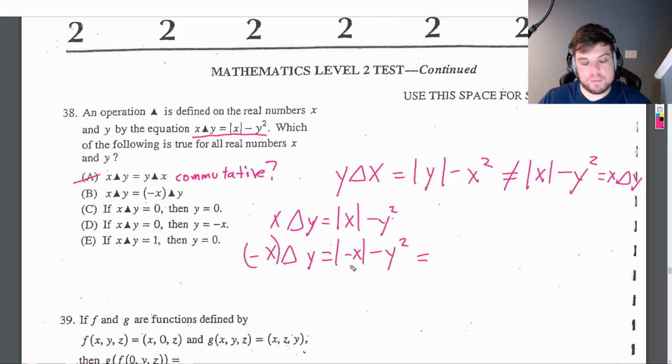So this is positive x minus y squared. So when x is positive, this is x minus y squared. When x is negative, negative x is positive. So the absolute value of negative x is just negative x. Negative x minus y squared is the same as what we got before.